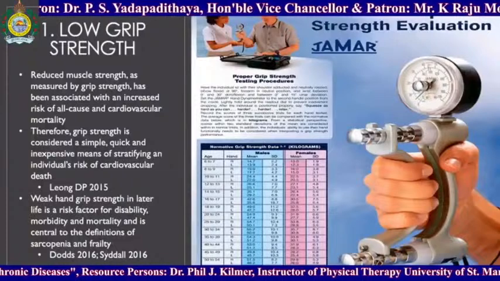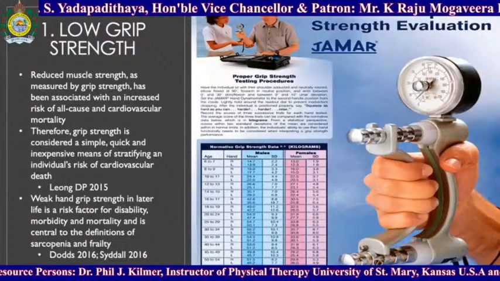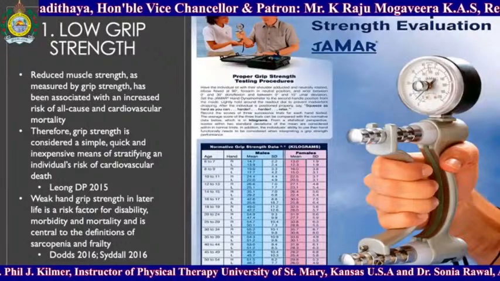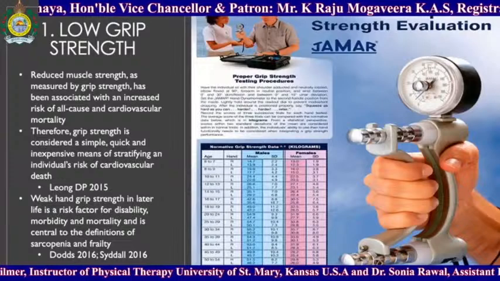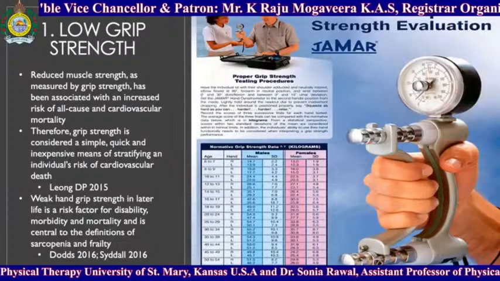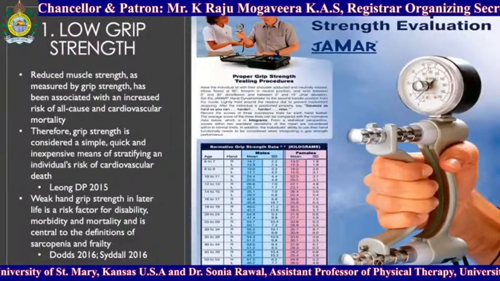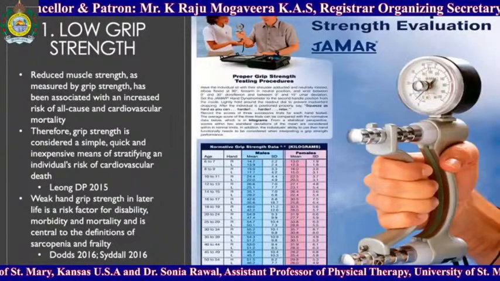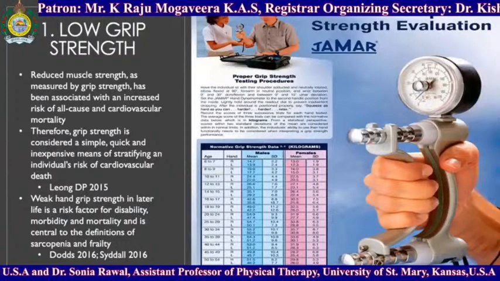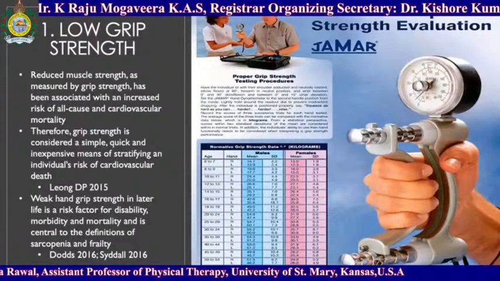So next we're going to go through those five different aspects of frailty and talk about them a little bit more independently. The first one is low grip strength. Reduced muscle strength, as measured with grip as a proxy for overall muscle strength, has been highly associated with increased risk of all-cause mortality as well as cardiovascular mortality. That's why grip strength is such a quick, simple, and inexpensive means to determine a person's risk for cardiovascular death and overall mortality. Also, weak hand grip later in life is a risk factor for disability.